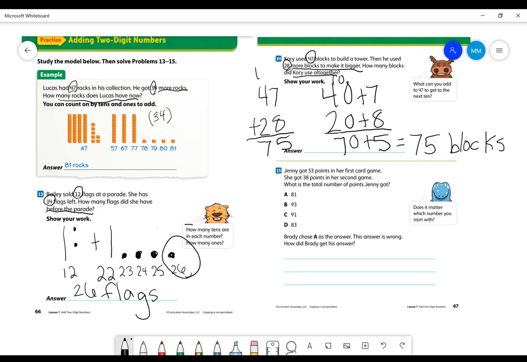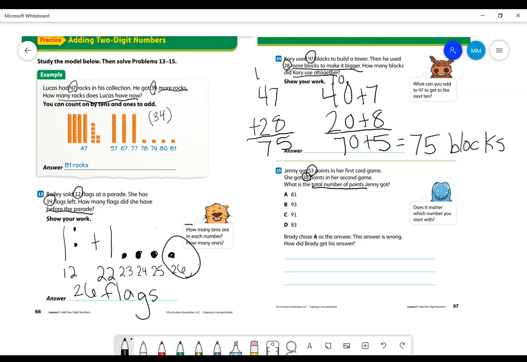It says Jenny got 53 points in her first card game. She got 38 points in her second card game. What is the total number of points Jenny got? It's another word problem, so we're going to read it again. Jenny got 53 points in her first card game. She got 38 points in her second card game. What is the total number of points?